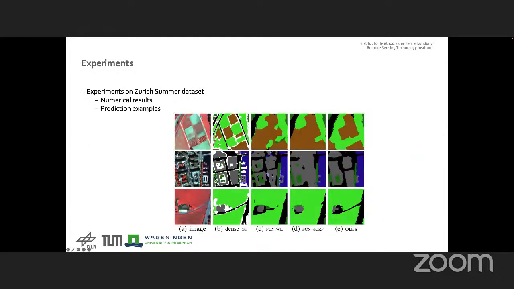Here are some prediction examples on the Zurich summer dataset. If we have a look at the bottom row, it's interesting to see that such a narrow row here can be recognized by the network. In the top row, FCN learned using our method can better distinguish soil from grass.